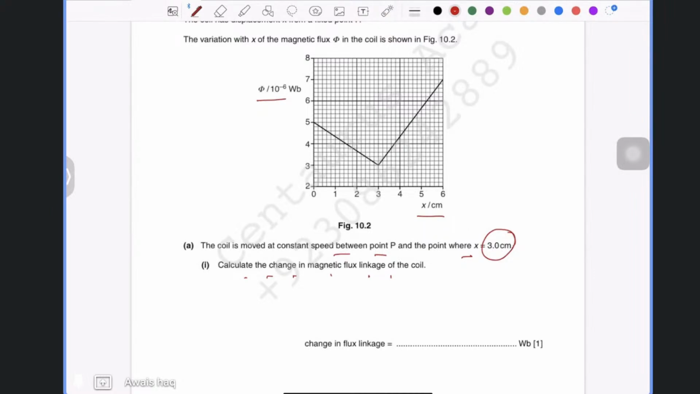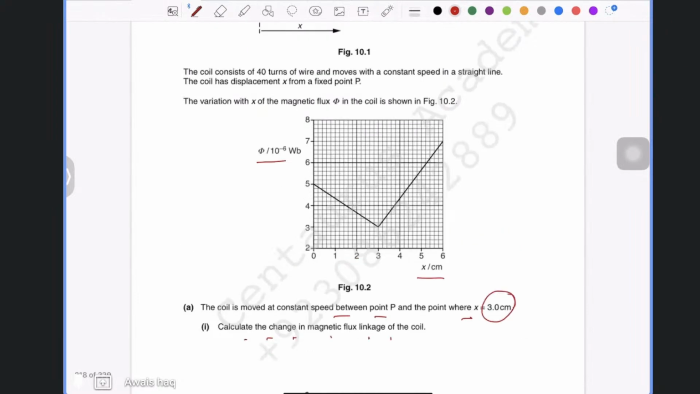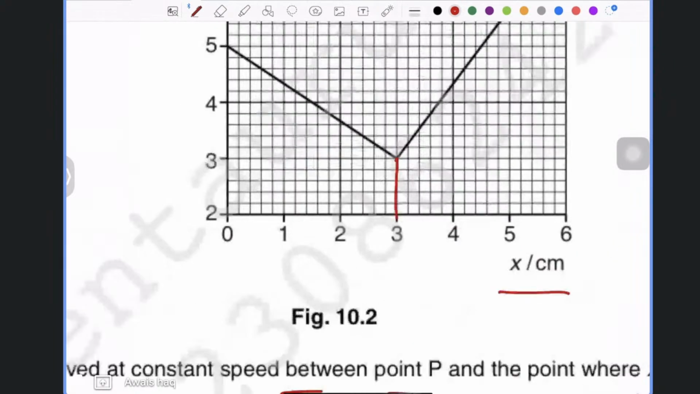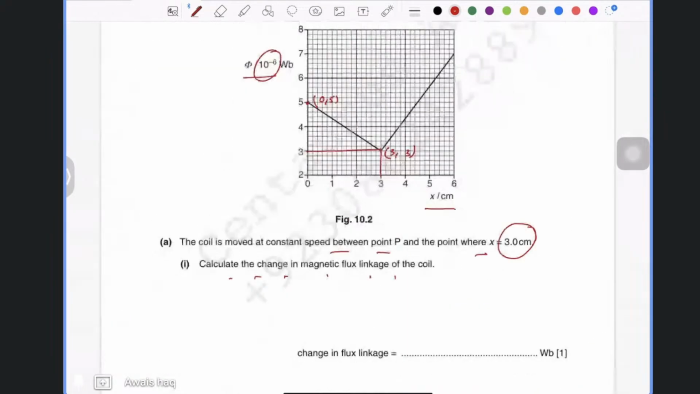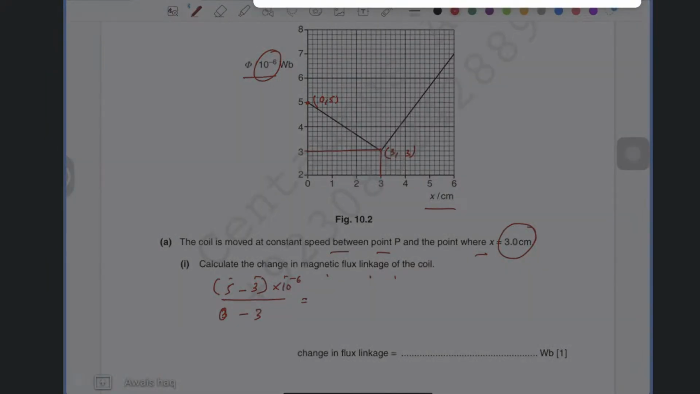now from point P, which is 0 and 3, we need to find the change. How do we do this? We got to find the gradient. Okay, now go here, take this point, so this will be 3 and 3, and that's going to be 0 and 5. It's 10 raised to minus 6 as well. Anyway, so the change will be 5 minus 3, 10 raised to minus 6 divided by 3, 0 minus 3. Can you guys please find this? What would be the answer?